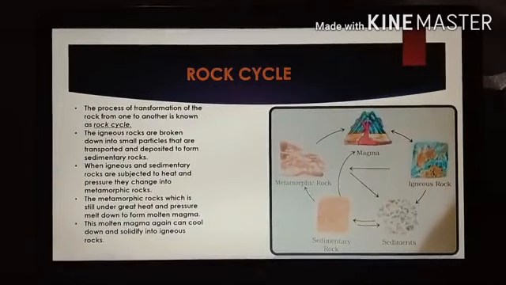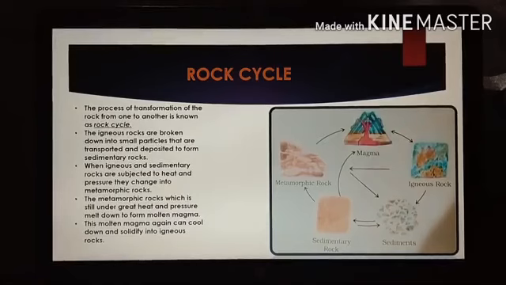Now the last topic of our chapter is the rock cycle. Basically, the rock cycle is a type of cycle. How can it be called a cycle? Let's see. The process of transformation of rock from one to another, that means igneous to sedimentary rock, sedimentary to metamorphic rock, igneous to metamorphic rock, and then again it becomes magma. This cycle is known as the rock cycle.